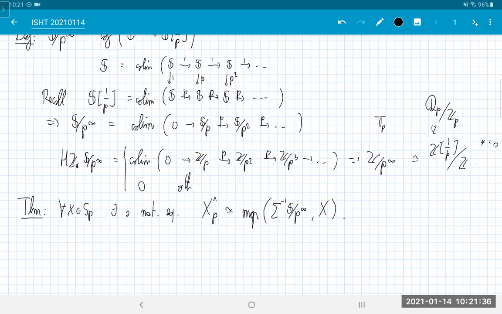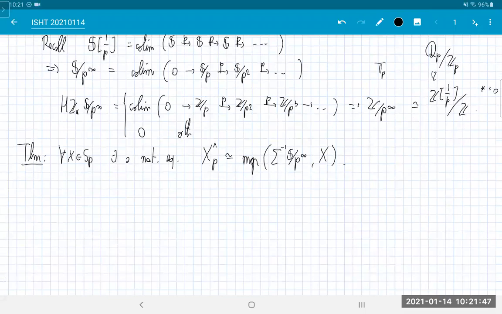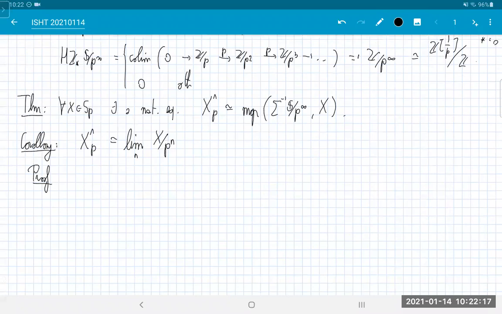And okay, why am I saying that this justifies the name p-completion? Well, let me deduce a corollary. The p-completion is the limit over n of X mod p to the n, which hopefully you will now agree deserves the name p-completion. So let me first prove the corollary. Both the theorem and the corollary are actually quite easy, but let me first do this one. Okay, is the idea clear so far?